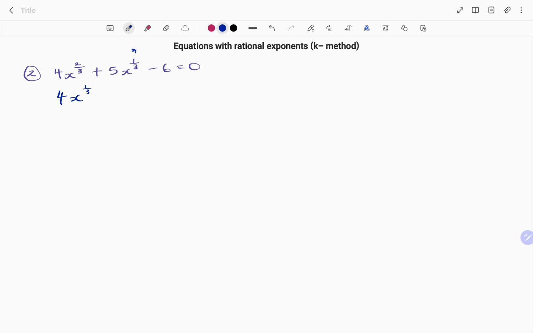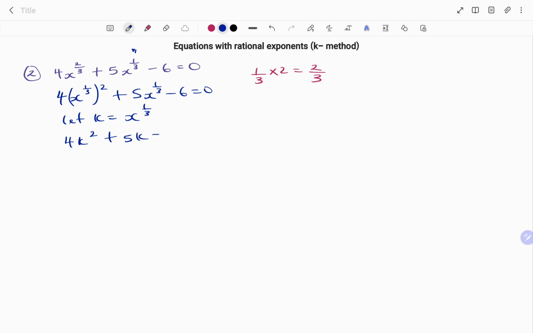So this will be 4 times x to the 1 over 3, all raised to the power of 2, plus 5x to the 1 over 3, minus 6 equals 0. Why? We know that 1 over 3 times 2 is the same thing as 2 over 3. Therefore, let k equal x to the power of 1 over 3. Wherever we find x to the power of 1 over 3, we replace it with k. So our equation becomes 4k squared plus 5k minus 6 equals 0.